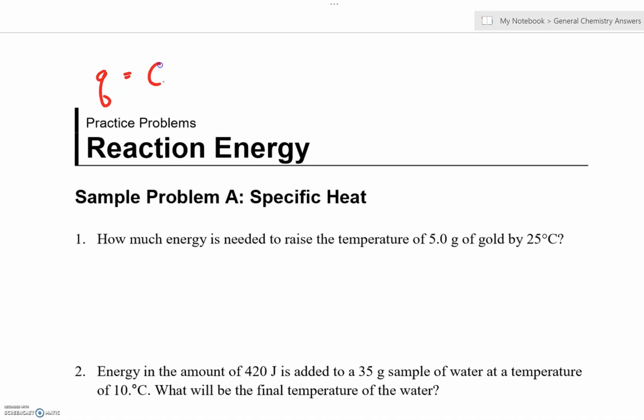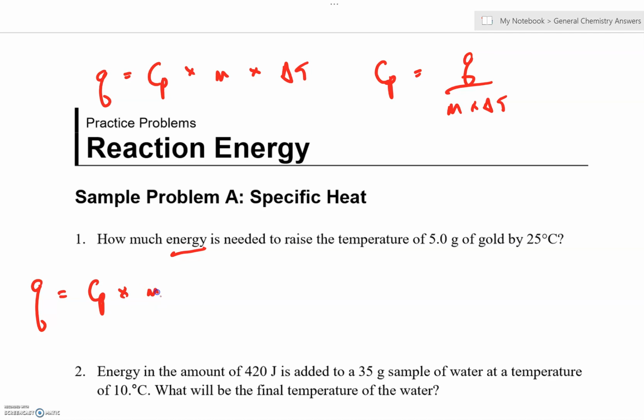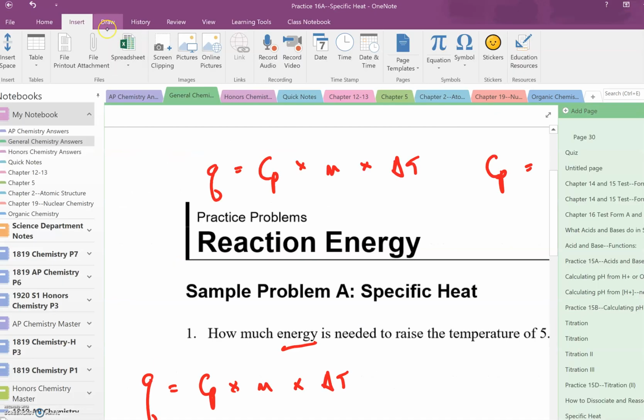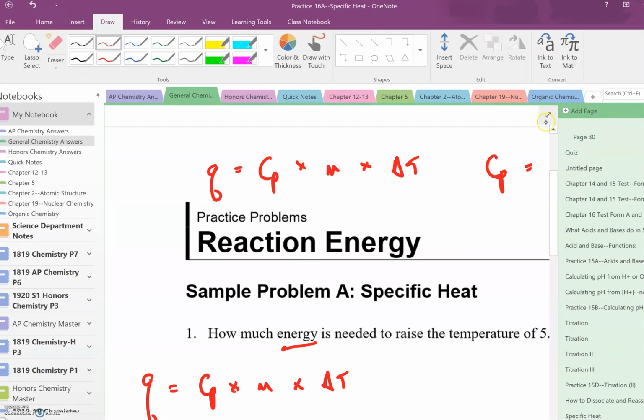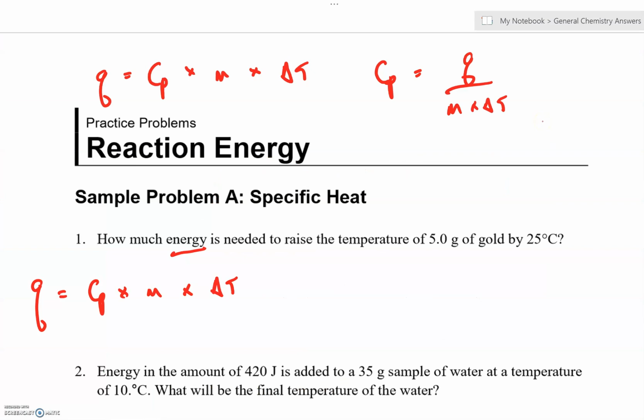One, the equation for specific heat looks like this, or it looks like this, depending on what version you're using. And there's a couple others as well. You want to be asking yourself what the question is looking for. So this one wants energy. Q is equal to Cp times M times delta T, where Q is energy in joules, Cp is the specific heat, M is mass, and delta T is the change in temperature.